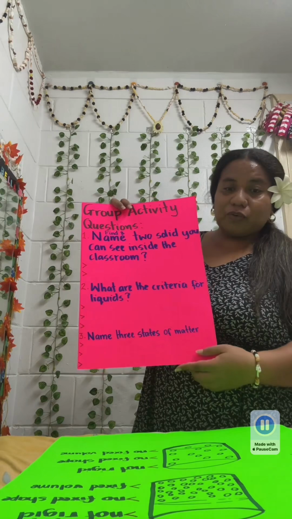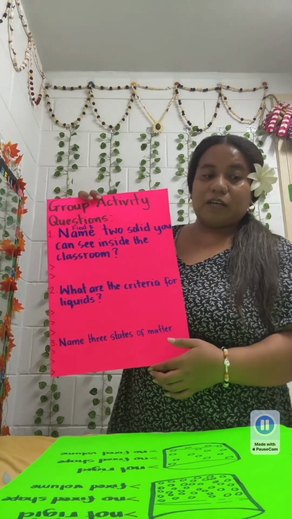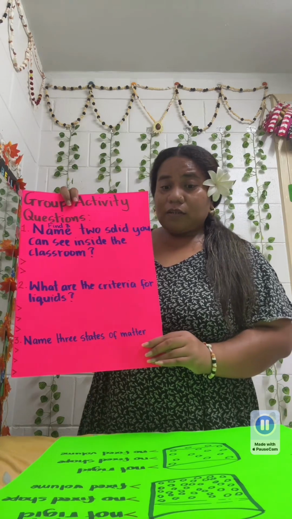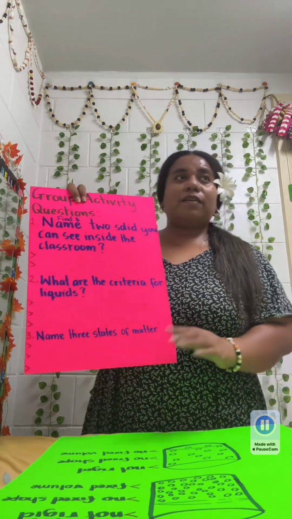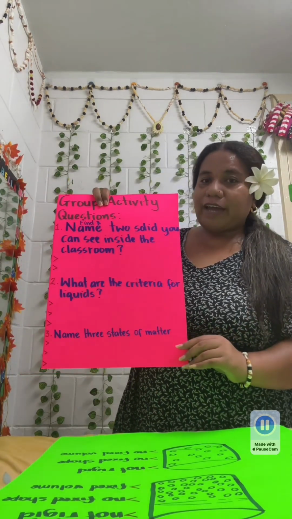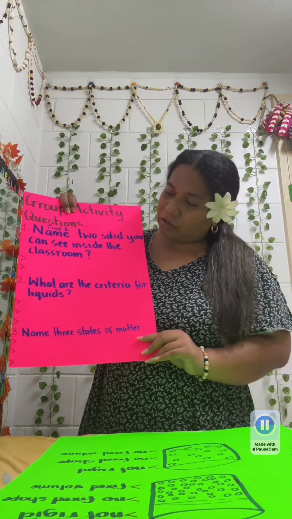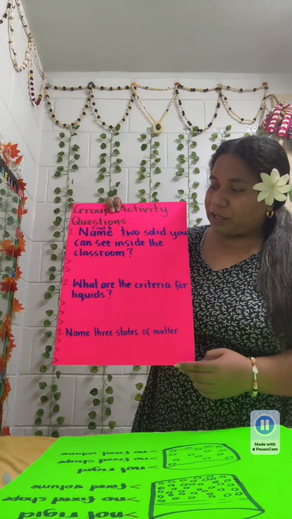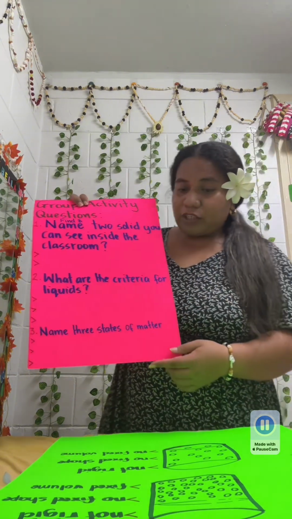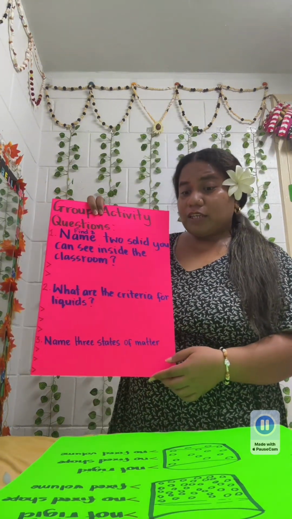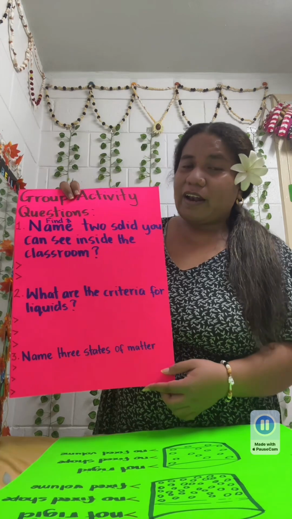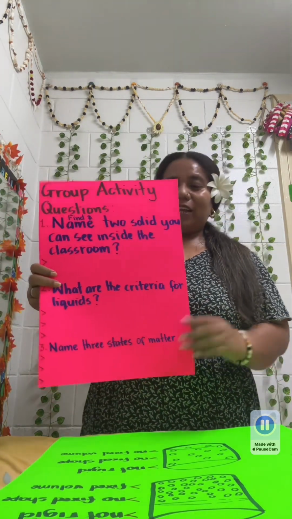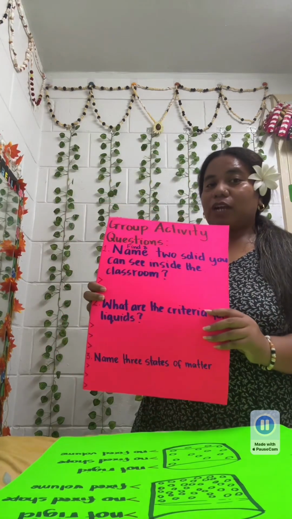Okay, group number 2, what are the 3 criteria for liquids? 1, not rigid. Very good, that's correct. Another one, no fixed shape. There are no fixed shapes in liquids. And the last one is fixed what? Volume. Very good. Give a clap to group number 2, class.